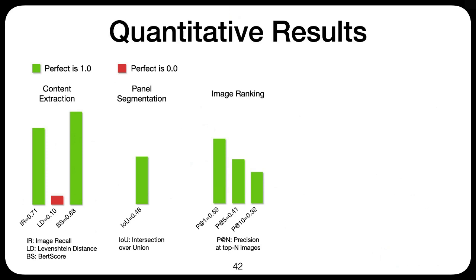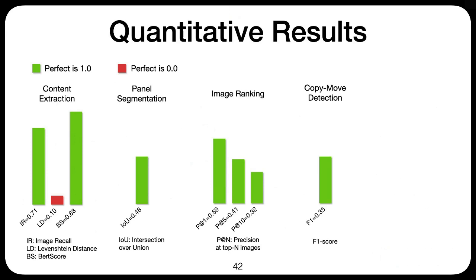For image ranking, we observed the precision at top 1, at top 5, at top 10 images. You can see here that we are far from being perfect, but still we get related images. So this is some work that we need to make improvements on.